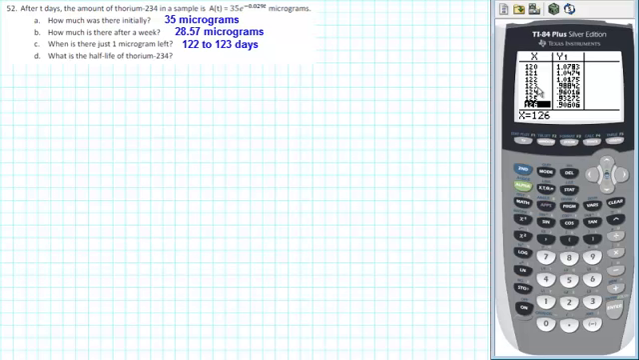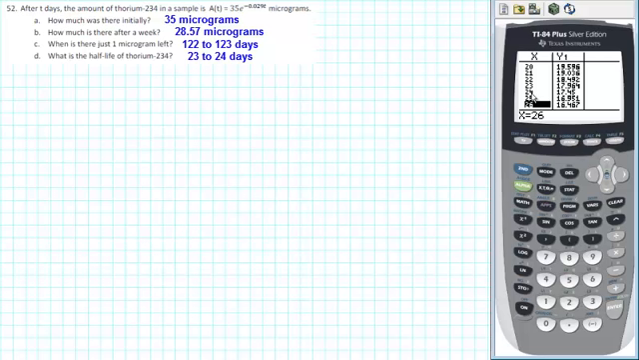What is the half-life of thorium-234? Well, we've determined initially that there were 35 micrograms, so we need to determine how long will it take for there to be half of that. Well, half of 35 is 17.5. So let's scroll back up until we find 17.5 for Y1. 17.5 is bigger than 17.45, and it's less than 17.964. So that tells us that the half-life is somewhere between 23 and 24 days.